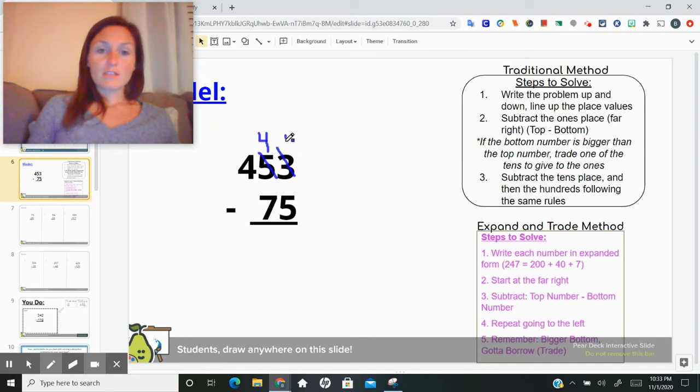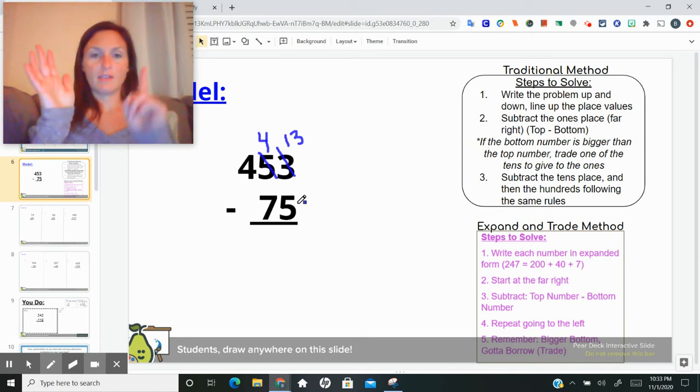10 plus 3 is 13. I want to make sure I write that here so I know what I'm subtracting. 13 minus 5. I like to count up. So 5, 6, 7, 8, 9, 10, 11, 12, 13. Alright, so that is 8.